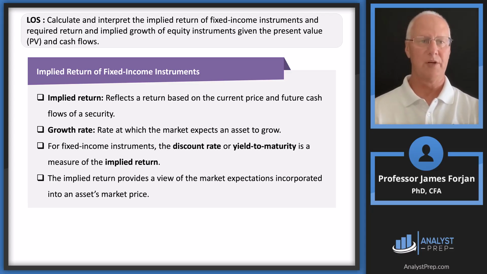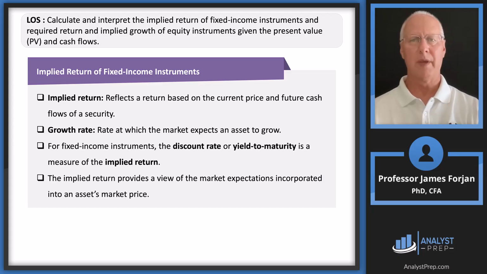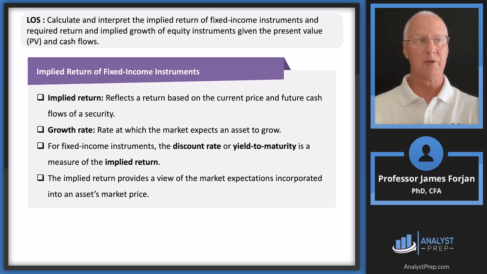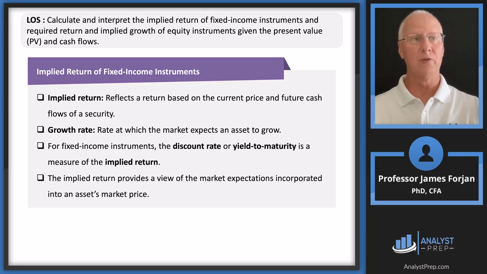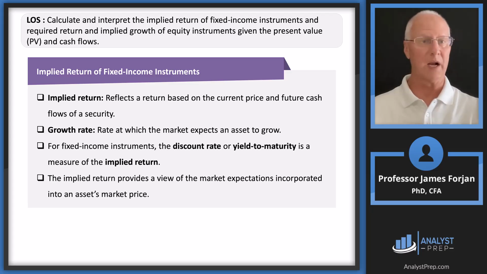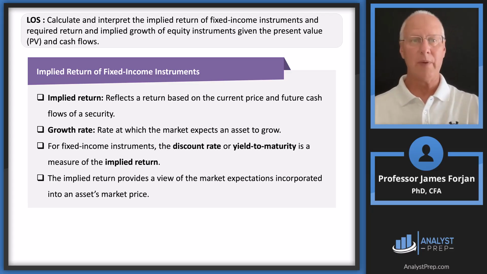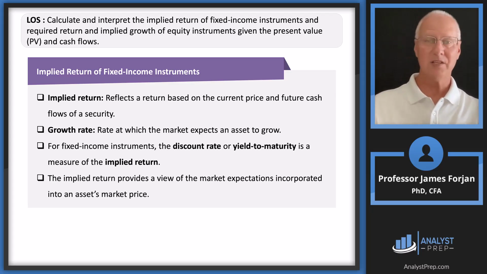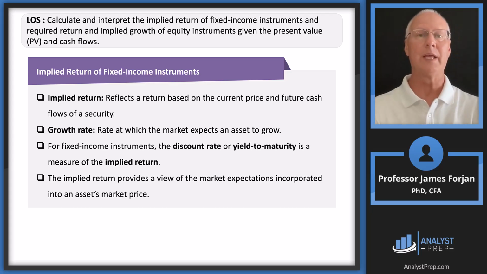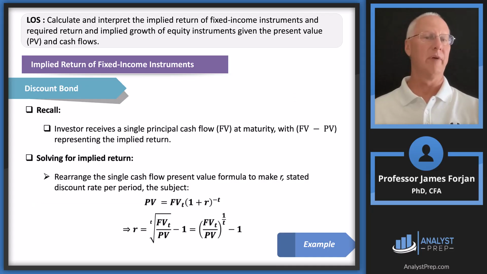All right, so there's a definition for implied return, a return based on the current price. So think about what we just did. We saw the price of a bond and the price of a share of stock. That was a theoretical price. But what we can do is look on the floor of the New York Stock Exchange or on a bond exchange, and we can see the price. Then we can estimate those future cash flows, and compute what's known as an implied return.